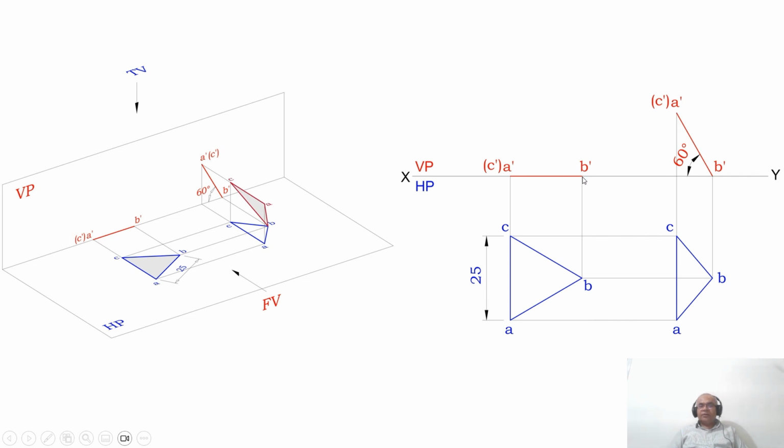Then by using the compass, you measure the distance from B dash to A dash. With B dash as center, cut an arc on this 60-degree line and mark that point as C dash and A dash. A dash is visible, C dash becomes invisible. Then join B dash and A dash with a dark line.